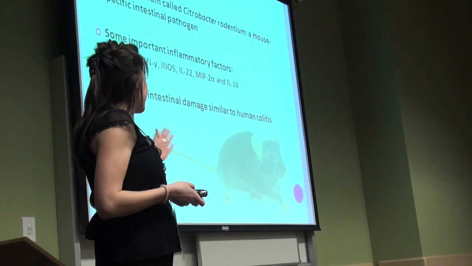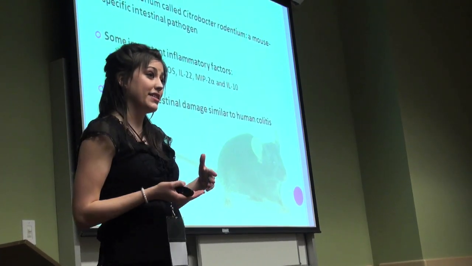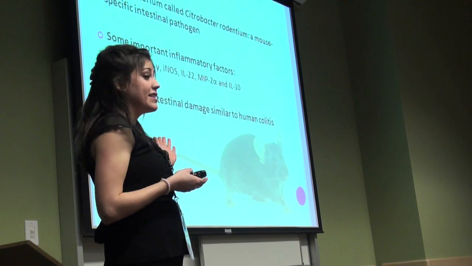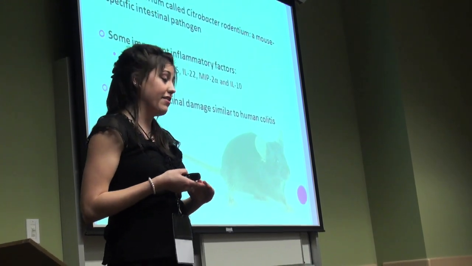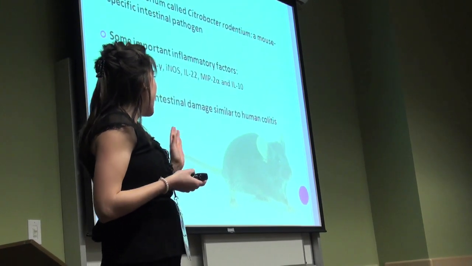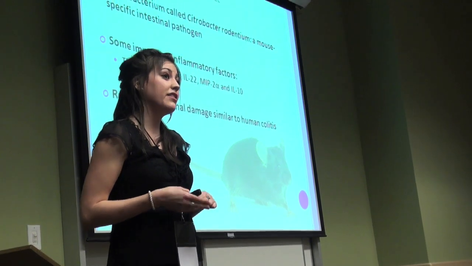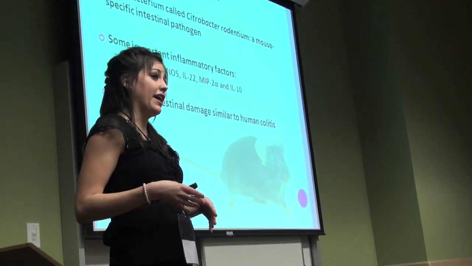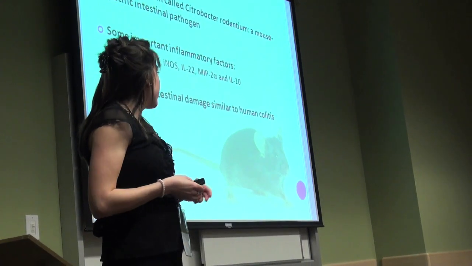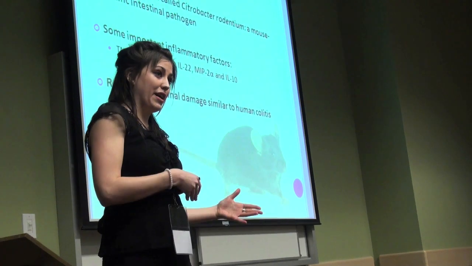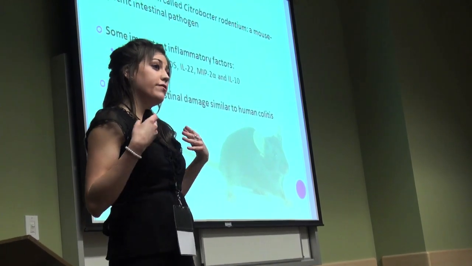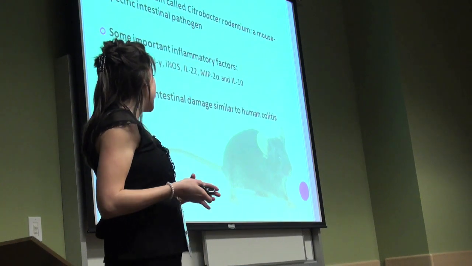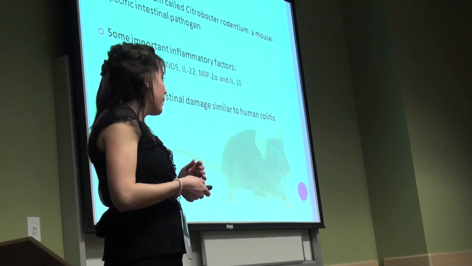So we get various inflammatory factors that are important in this model as well as in colitis, such as tumor necrosis factor alpha, interferon gamma, an enzyme, iNOS, or inducible nitric oxide synthase, interleukin 22, and macrophage inflammatory protein 2 alpha. Now these are all pro-inflammatory mediators, so they exacerbate the disease and cause damage, whereas interleukin 10 is actually an anti-inflammatory cytokine. So this one's good for it to be expressed, and it actually helps counteract excessive immunity. So this results in intestinal damage similar to human colitis.